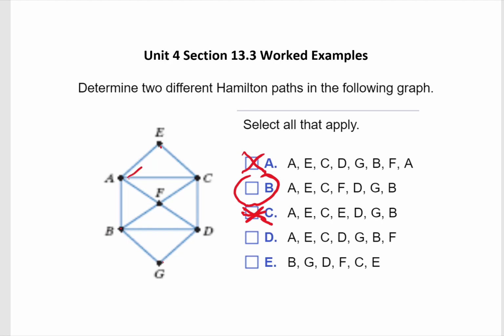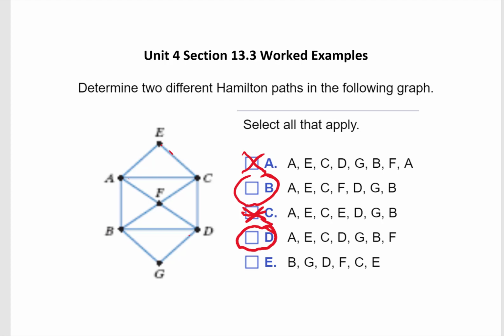So it says start at A and go to E, from E go to C, from C go to D, from D to G, G to B, B to F, and that one would work also, so that's also a possibility. And we've got one more to check because it said check all that apply, so we'll see if possibly E might also be a Hamilton path.